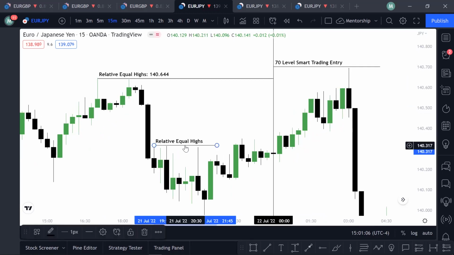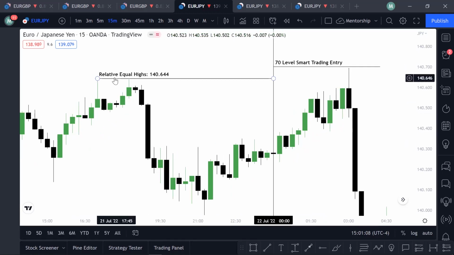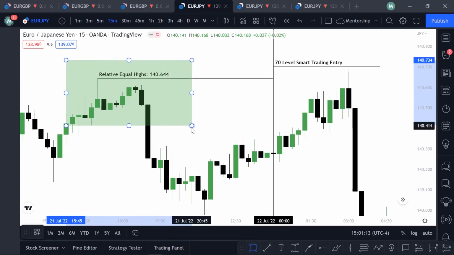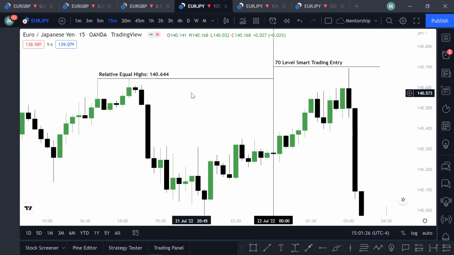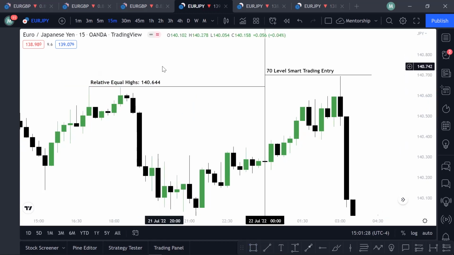Let's not look at these equal highs here. Let's focus on this area. This area right here. This is a price level. It's a 40.64. If we have relative equal highs below a smart trading entry, we are going to trust the smart trading entry to push price lower.